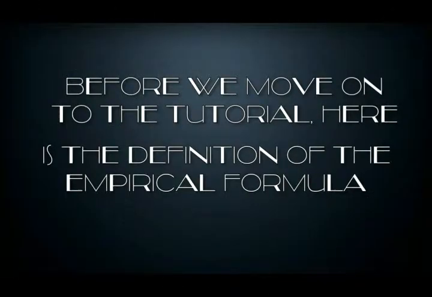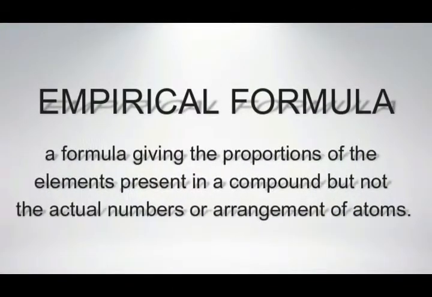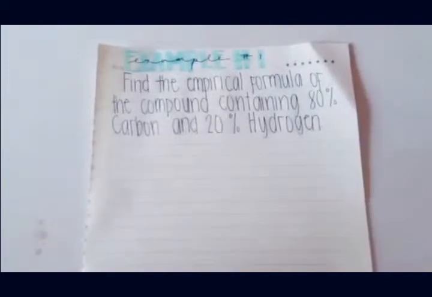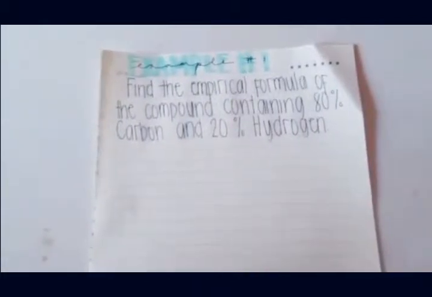So for today, I will teach you how to solve the empirical formula of a compound. Here is the first example. Find the empirical formula of the compound containing 80% carbon and 20% hydrogen. Basically, the given compound is 80% carbon and 20% hydrogen.